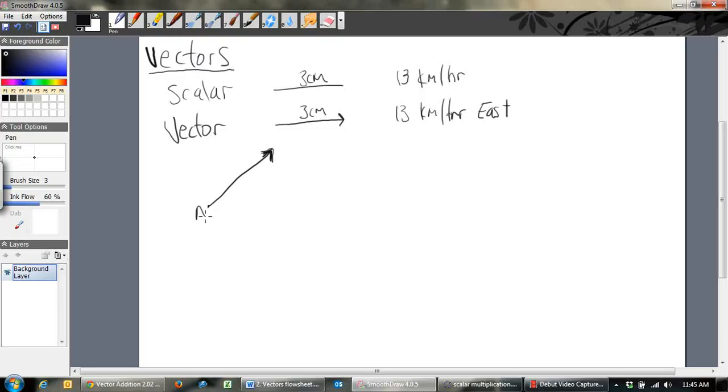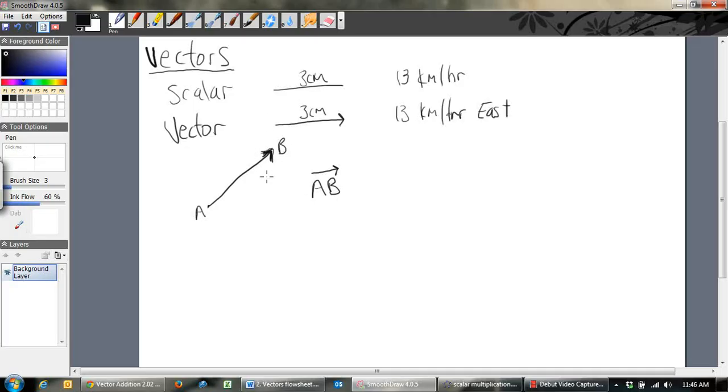Now how we write vectors: if this is the point A and this is the point B up here, then the way we write this vector is AB, and above it we draw an arrow like that. And be careful that A is the start and B is the end with the arrow on it, just like it is in the diagram here, and not the other way around. So that's how we write it.